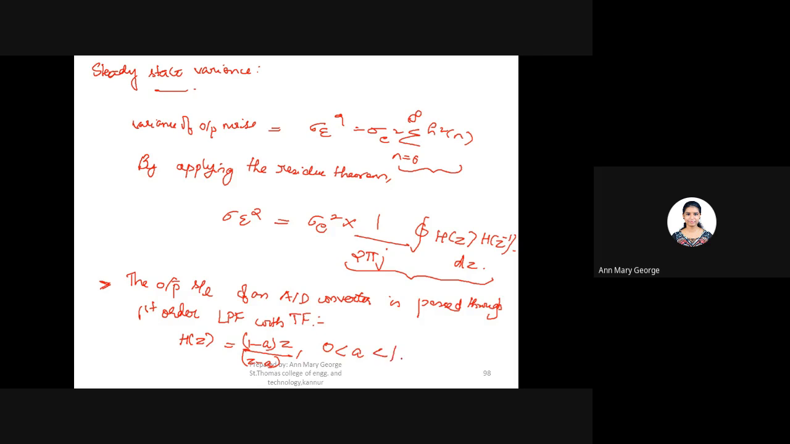Okay, this will be the equation when the output signal of an analog to digital converter is passed through the first order low pass filter with transfer function h of z, as 1 minus a into z by z minus a. Again, we can write the expectation equation as. ഇത്ര എഴുതിയെടുത്തോ?